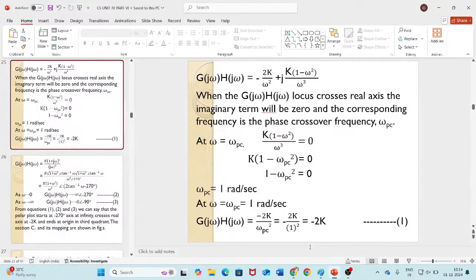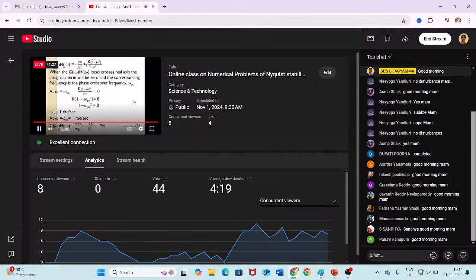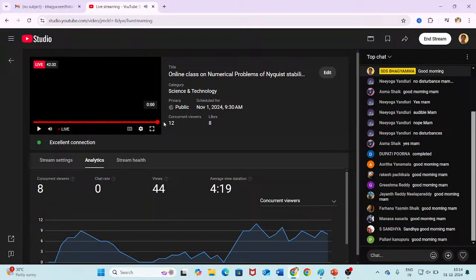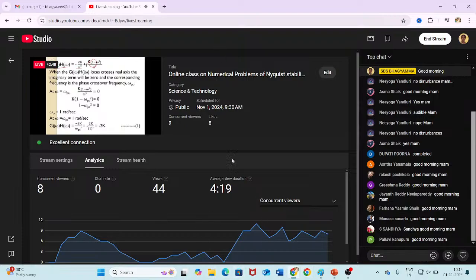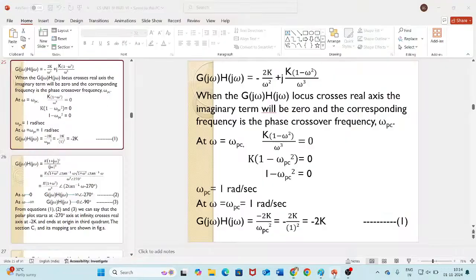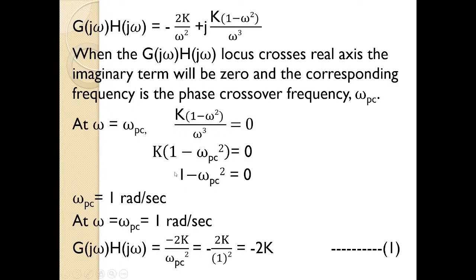I will just check whether there is any disturbance or any issue. If my screen freezes, or if my audio is not matching with the screen, you people just inform me. This topic is important. For those who are unable to attend this class, I can't help you. If others are busy and unable to attend, then it's their own wish, their subject, their wish. They have to write their exam. That's it. So omega pc.